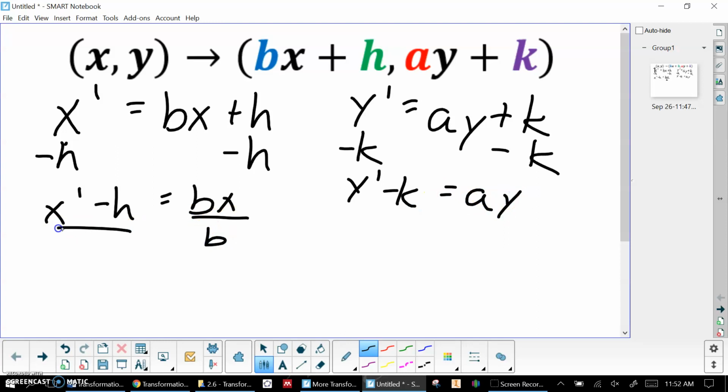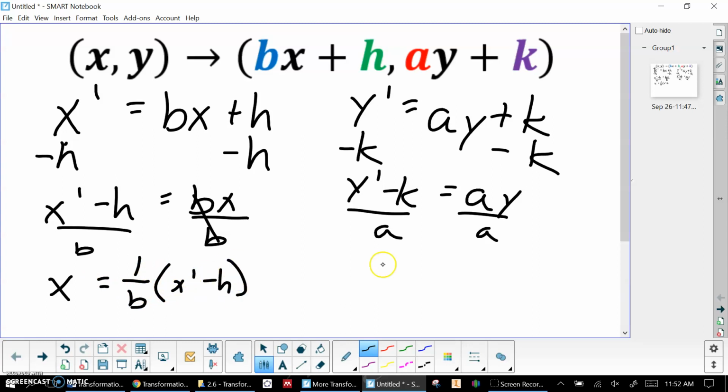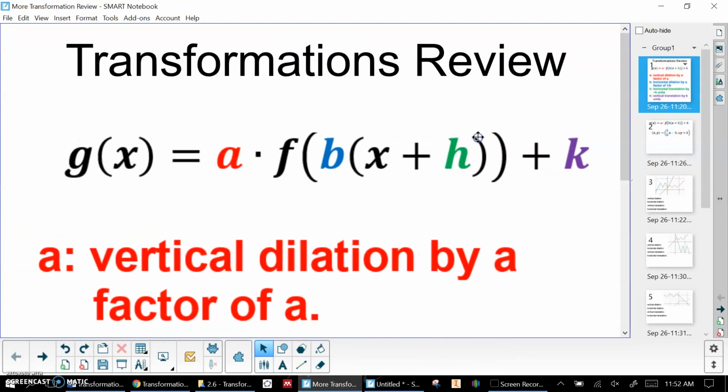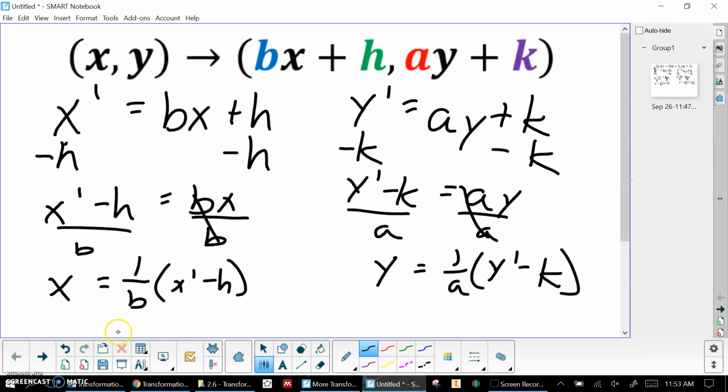Then we'll divide both sides by b, and divide both sides by a. On this side, we end up with x equals, I'm going to write this as a fraction, 1 over b times x prime minus h. And on this side, once that cancels out, y equals 1 over a times y prime minus k. Now you'll notice right away, this part on the x is exactly what we typically think of as being inside the f in most of our transformation rules. It's the inverse of what we wanted to do to b, and the opposite of what we wanted to do to h. We also notice that the exact same rule applies to y, so why isn't the y value the inverse just like the original x value?